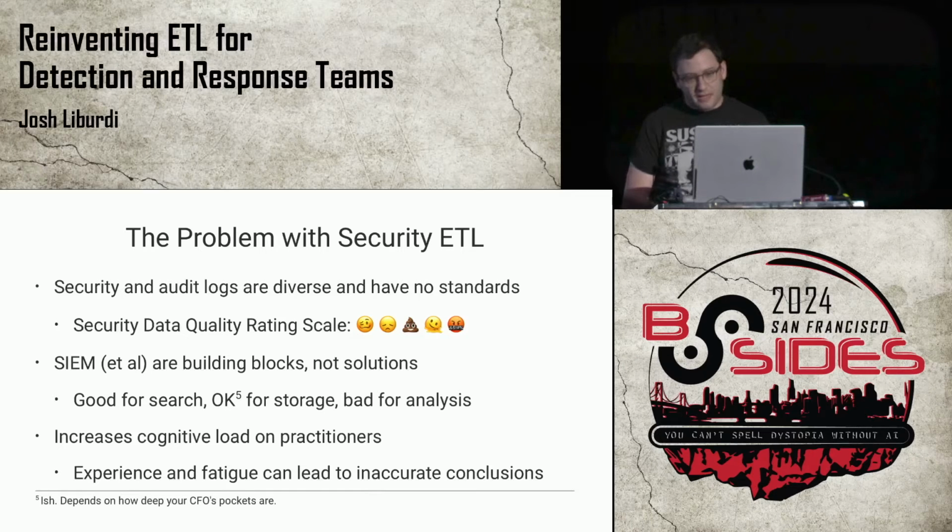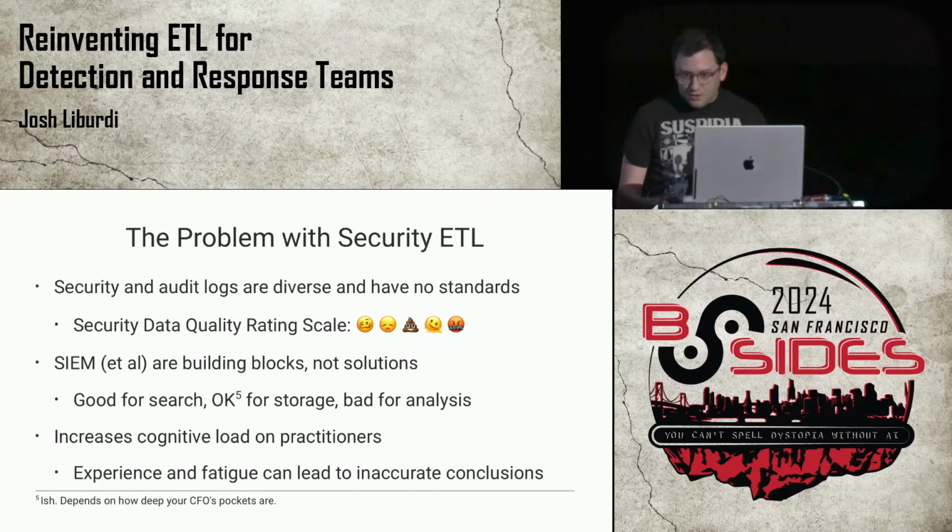And the result of all that is that we put that pressure on the people using these systems to understand this data, to have domain expertise, and to not get fatigued trying to figure out how to write that 40-line long data lake query, which all leads to the potential for inaccurate conclusions. You don't want to be writing 40, 50-line long SIEM queries at 2 a.m. during a ransomware intrusion. I can promise you that.